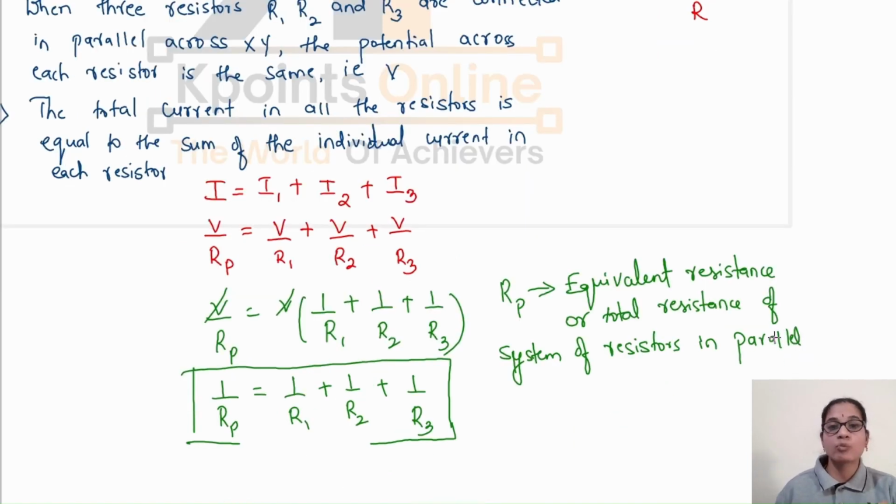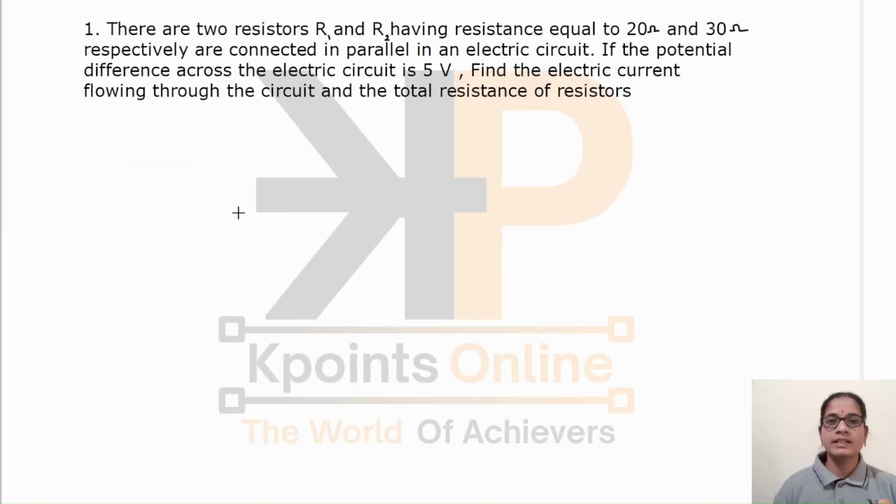These two formulae are very important from the examination point of view. You have to remember this derivation and also the formula. Let us solve some questions here. Let me read the question. There are two resistors R1 and R2 having resistance equal to 20 ohm and 30 ohm respectively, connected in parallel in an electric circuit. If the potential difference across the electric circuit is 5 volt, find the electric current flowing through the circuit and the total resistance of resistors.